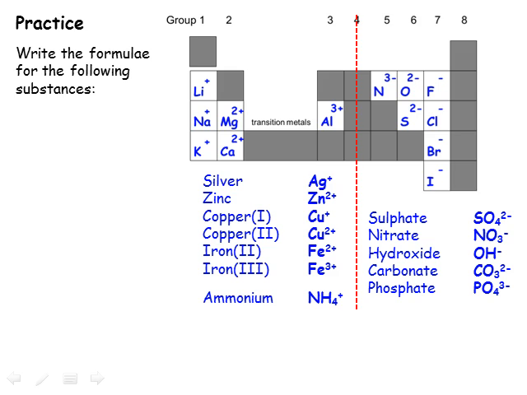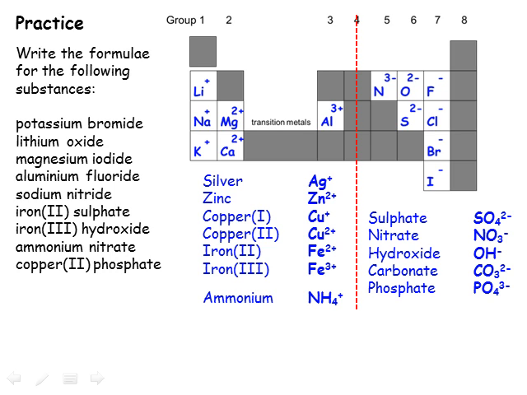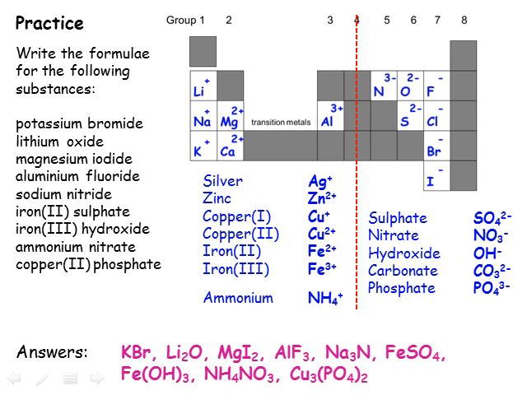Now it's time to have a go for yourself to practice turning names into chemical formulae. Here are 9 chemical names. Pause the video and work out the formula for each substance using the rules we've covered. Okay, here are the answers. Pause the video to check your answers so that you can see whether you've understood the rules and how to apply them.